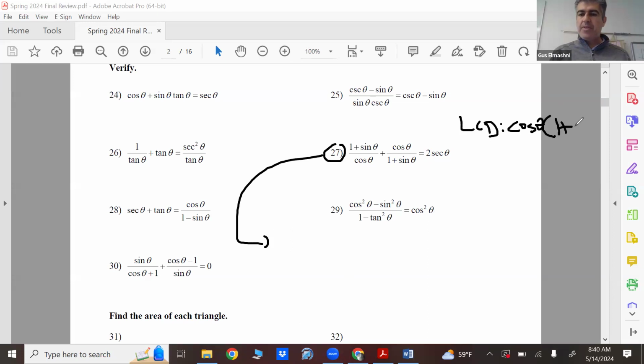Yep, cosine times 1 plus sine theta. So whatever each denominator is missing, that's what you've got to multiply by. I'm going to multiply this by cos theta, and multiply this by 1 plus sine theta. Then you have to go through the motions.